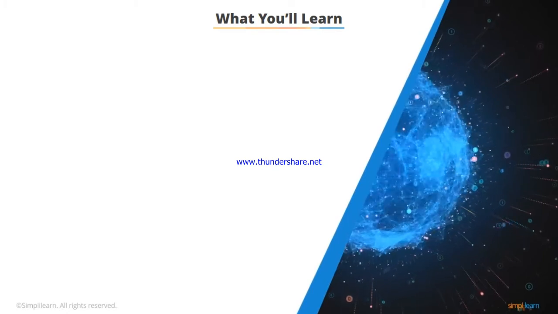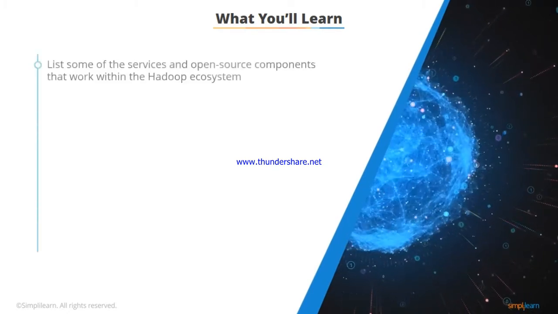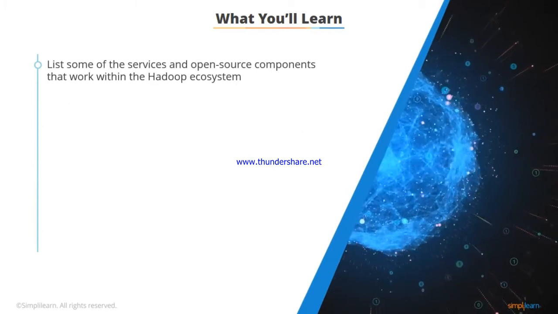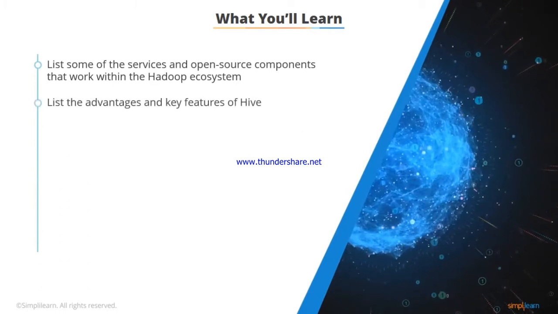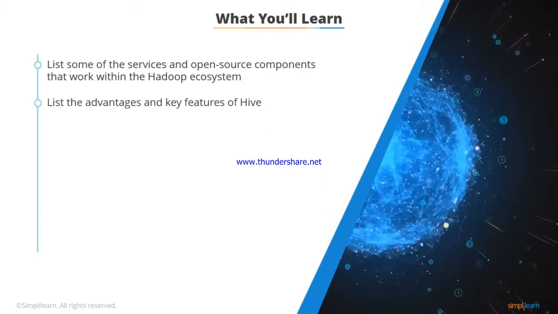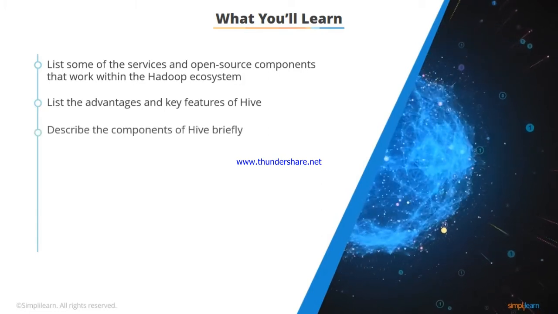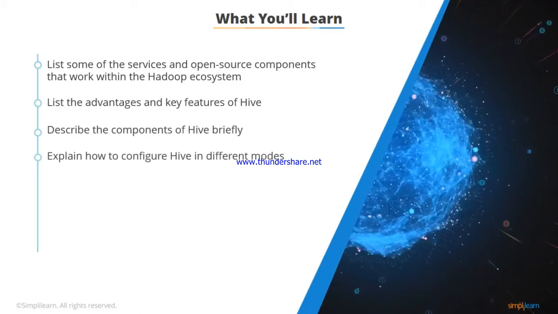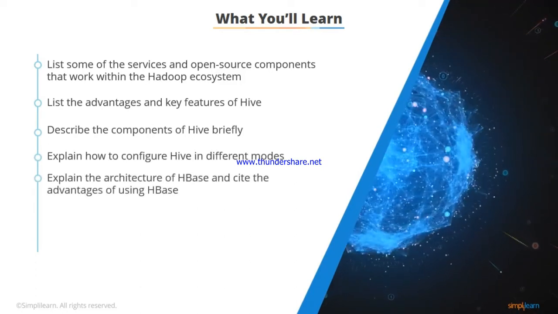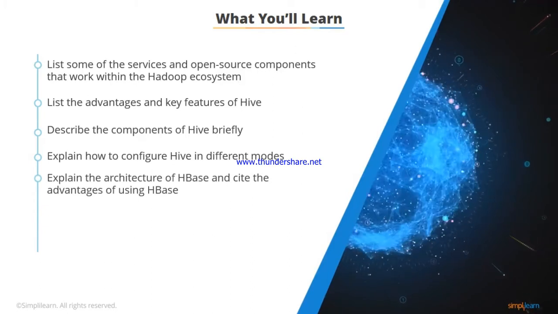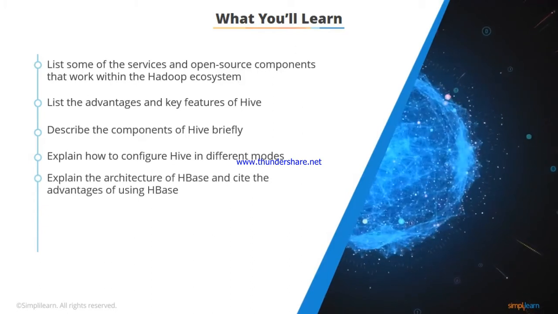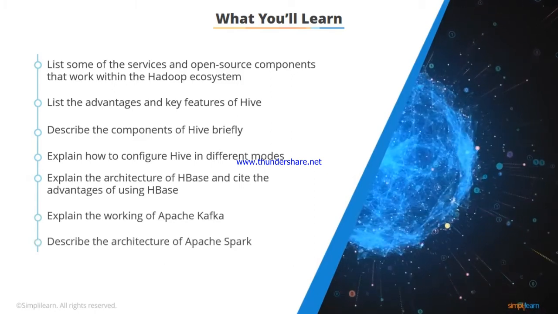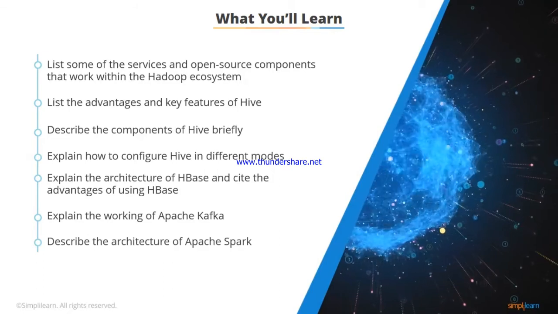After completing this lesson, you will be able to list some of the services and open source components that work within the Hadoop ecosystem. List the advantages and key features of Hive. Describe the components of Hive briefly. Explain how to configure Hive in different modes. Explain the architecture of HBase and cite the advantages of using HBase. Explain the working of Apache Kafka. Describe the architecture of Apache Spark.